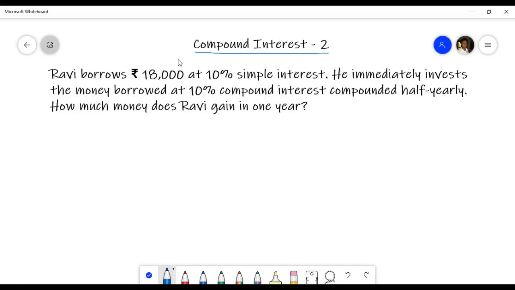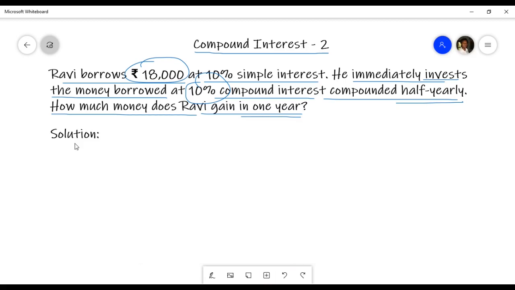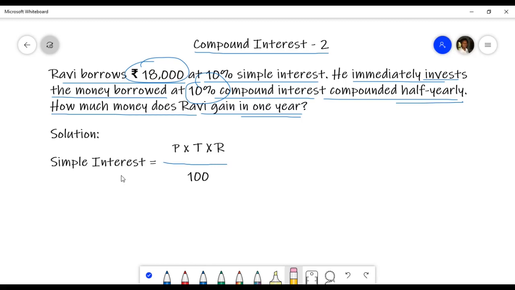Today we will see a question based on borrow, invest and gain. Here there is a question. Ravi borrows 18,000 rupees at 10% simple interest, and after borrowing he immediately invests the money that he borrowed at 10% compound interest, compounded half yearly. So the question is, how much money does Ravi gain in 1 year? Let us see how to solve this kind of problem.